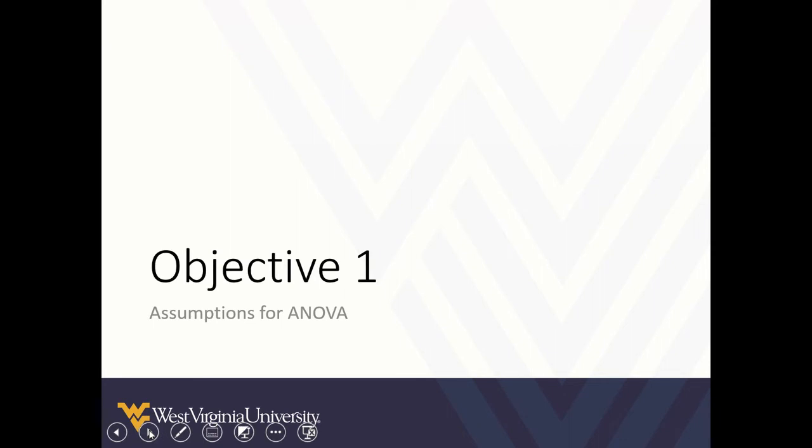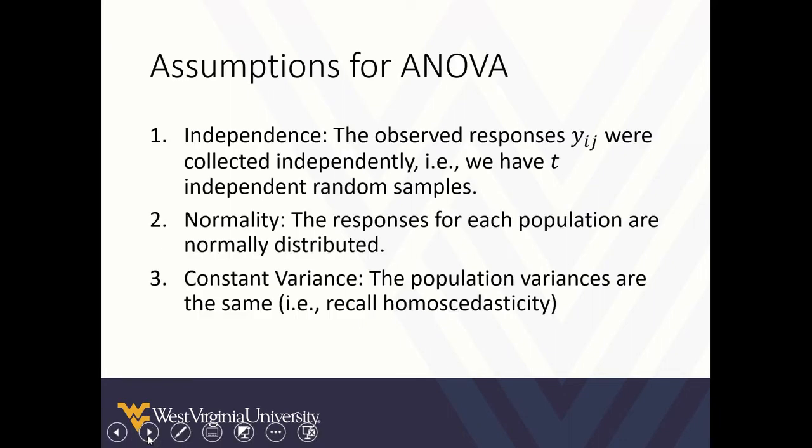So to begin, let's take a look at the assumptions needed for ANOVA. There are three assumptions for ANOVA. The first is independence. That is, the observed responses, Yij, were collected independently, meaning we have T independent random samples. The second assumption is normality, that the responses for each population are normally distributed. And three, we need to have constant variance, meaning that the population variances are the same, and we may recall talking about homoscedasticity in previous lectures.